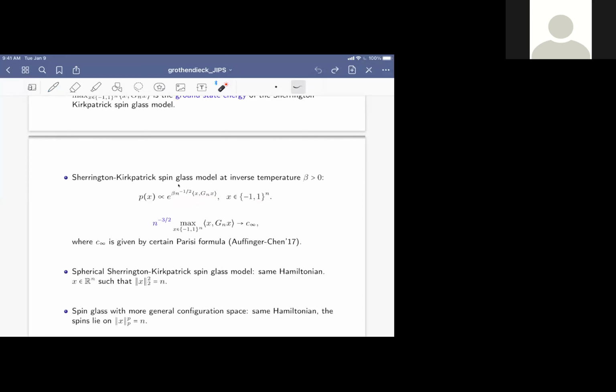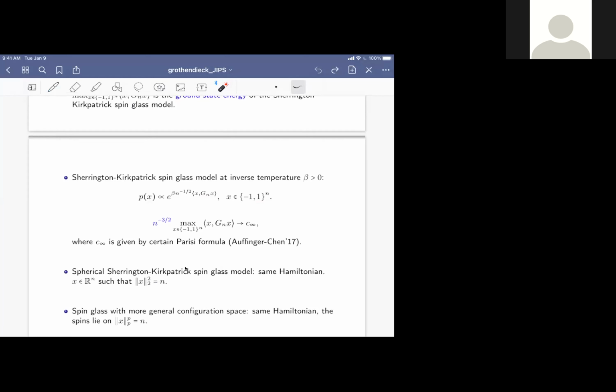Okay, so if we want to understand the low temperature behavior of this spin-glass model, we need to understand the ground state energy of the Hamiltonian, or in other words, we need to understand the maximum value of this Hamiltonian, and this is exactly the L-infinity Grothendieck problem.